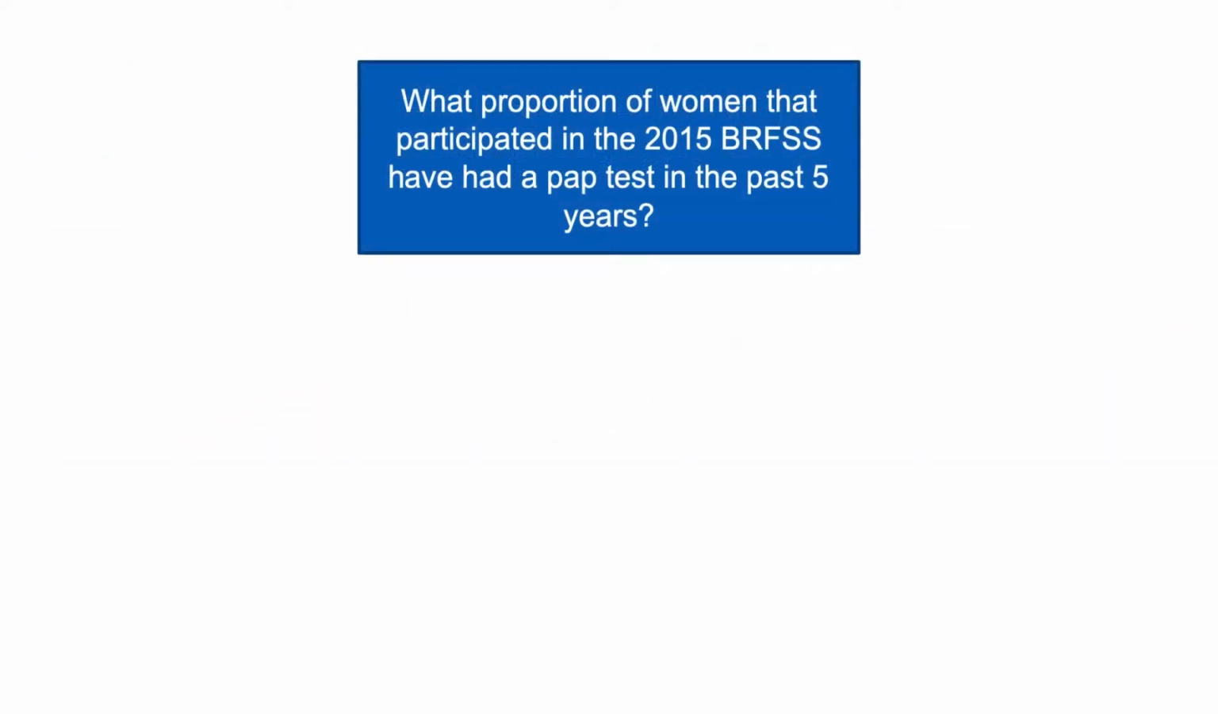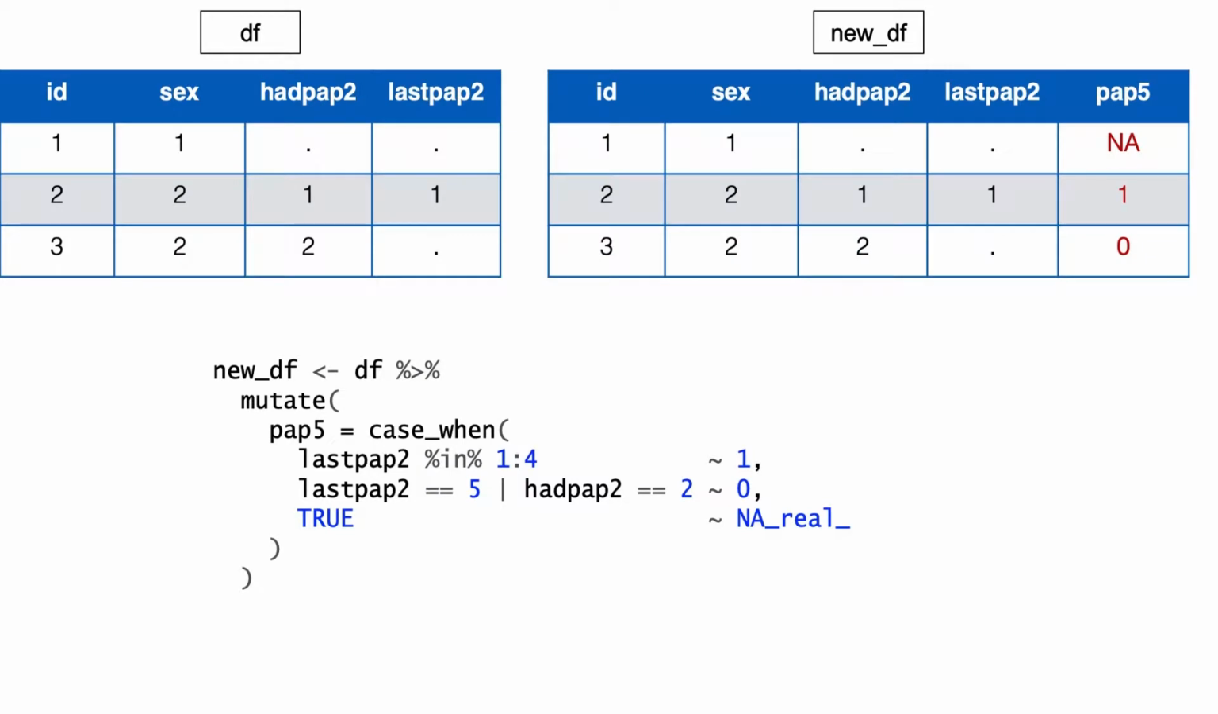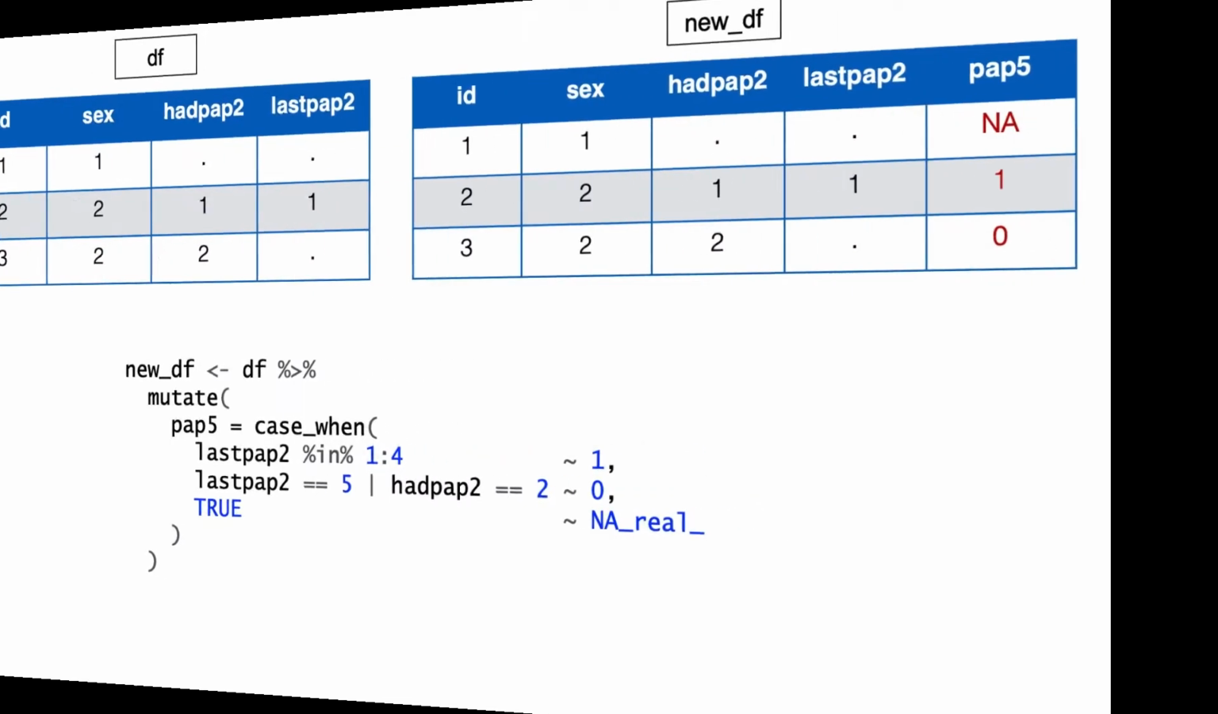Welcome back to this final video on skip patterns. As a reminder, we want to calculate the proportion of women in our sample who had a Pap test in the past 5 years. In a previous lesson, we used conditional processing to create a new variable for our analysis that contained information about whether or not a participant had a Pap test in the past 5 years, including contextual information that could be lost if we didn't properly account for the skip pattern.